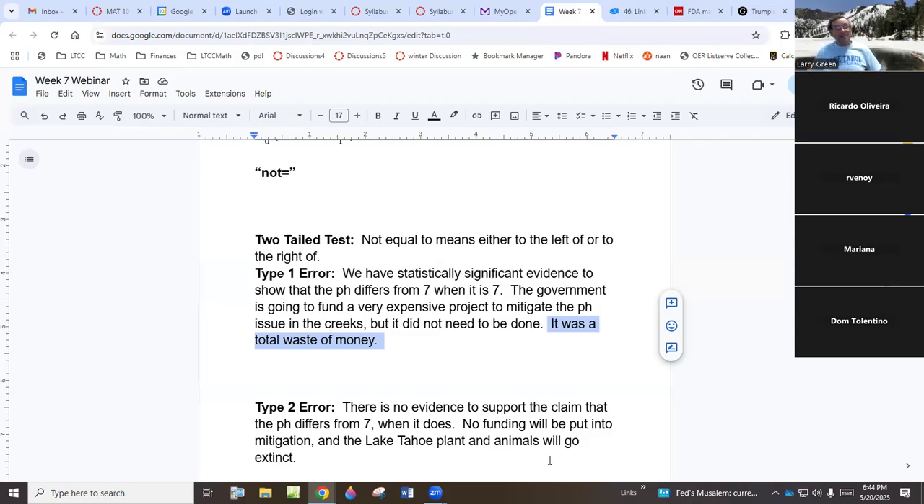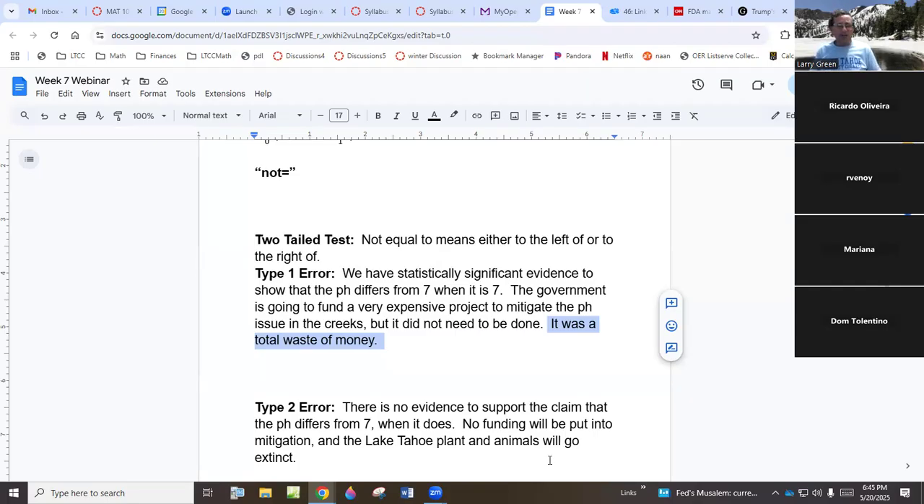So if you don't have evidence to show the pH differs from 7, the government's not going to give you any money to deal with the environmental problems. But guess what? There's an environmental problem. So no funding is going to happen. And we have either a giant pH or a really low pH, and the plants and animals are going to go extinct in Tahoe. We're going to have an environmental disaster.